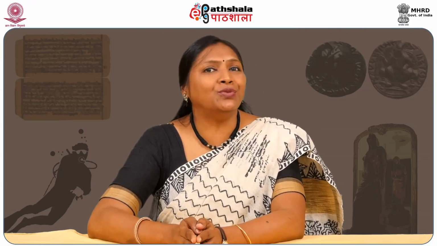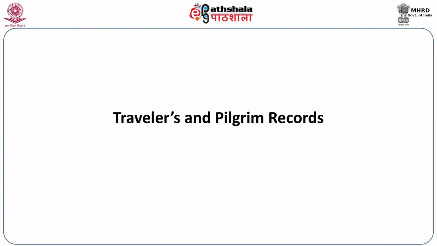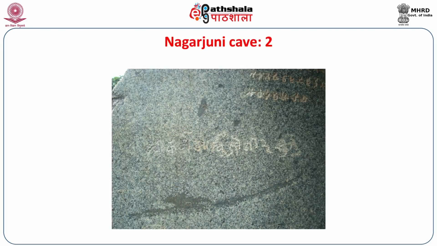From here, let us move to the category of travelers and pilgrim records, which are very interesting, as I have mentioned. Here you can see on the screen the record from Nagarjuni cave number 2, which originally has the inscription of Dasharatha, a donation to the Ajivika monks. Besides the inscription of Dasharatha, it has the record of a pilgrim or a traveler who was a sage, mentioned as a yogi.